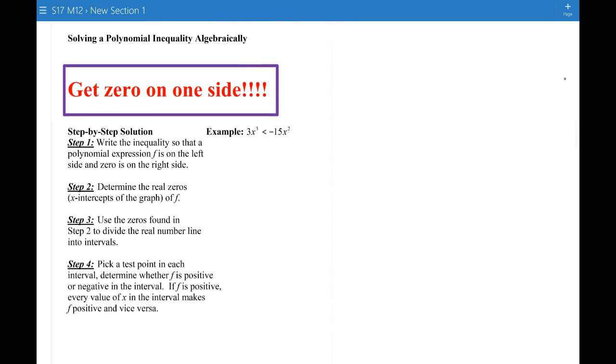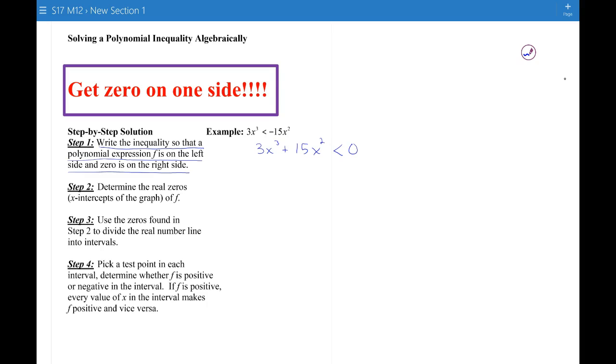So if we're given an algebra equation and not a graph, we're still trying to think of the same things. We're trying to think of x values where the y values are either positive or negative. Well, in order to do that, we want to rewrite the inequality so that there's a polynomial on the left and 0 on the right. So we'll have 3x cubed plus 15x squared is less than 0. So we've got to have that 0 on one side because we only know how to work with polynomials and find important points when we have them equal to 0.